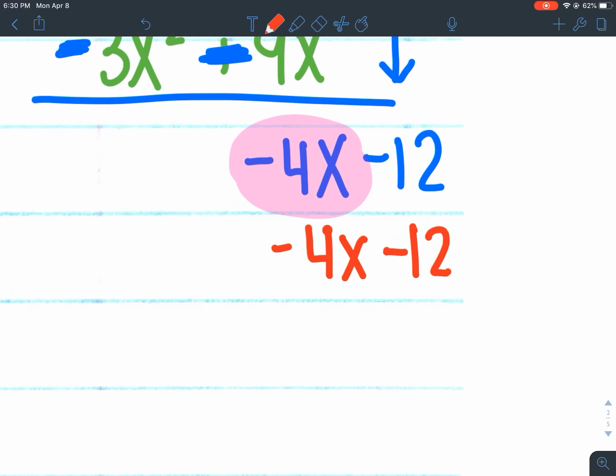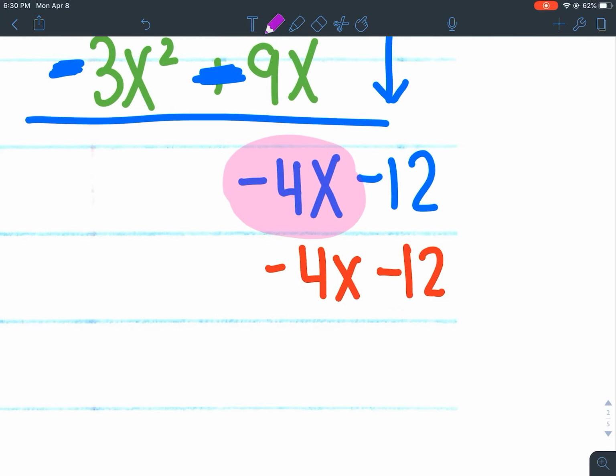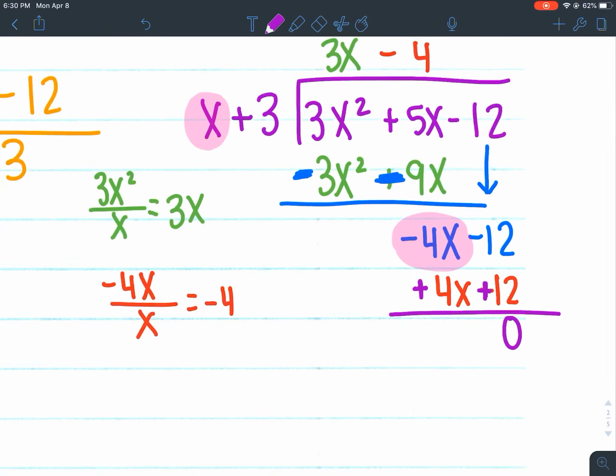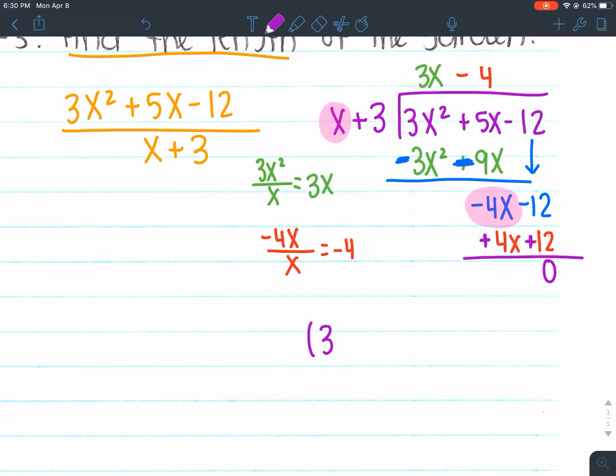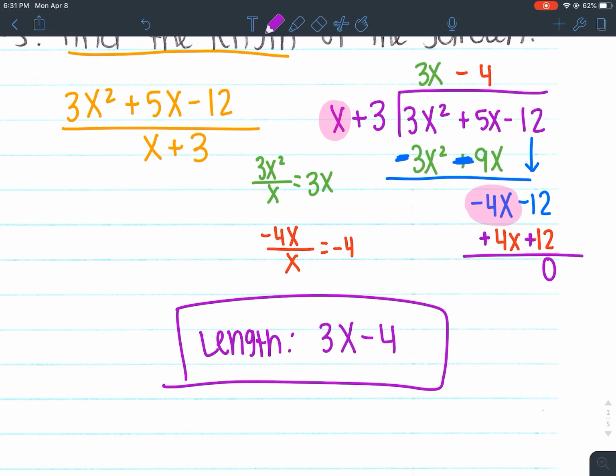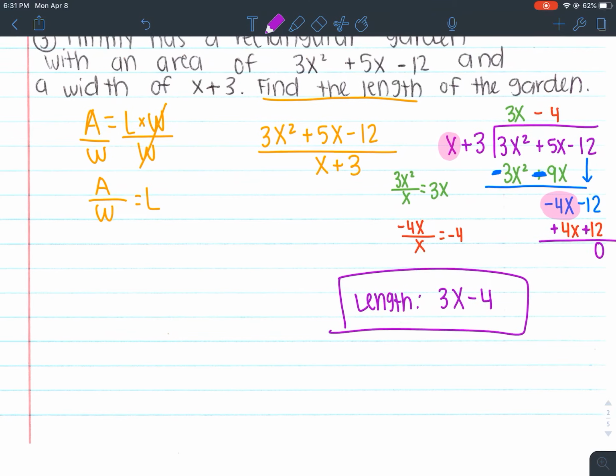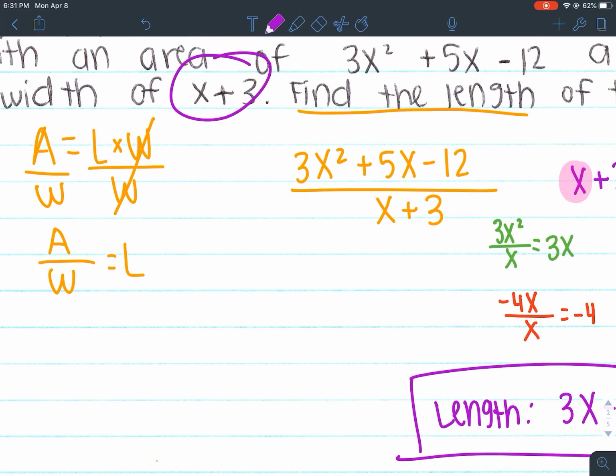Okay. When you subtract, what happens? Signs change. So this is now a positive, this is now a positive, and I have 0. So I have no remainders. So I have 3x minus 4. That is my length. So my length is 3x minus 4. Okay? You're like, what's the width? Well, here you know the width. It's x plus 3, people.